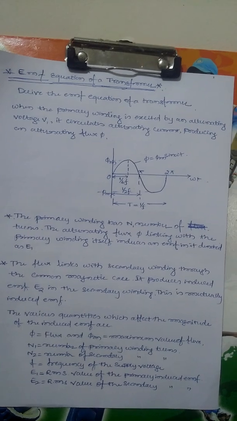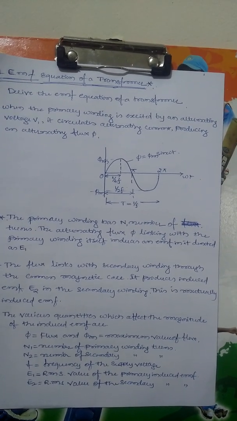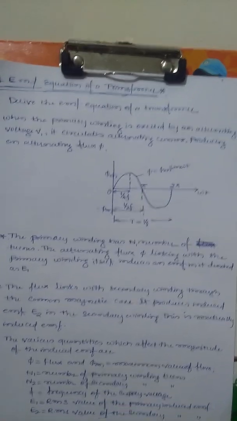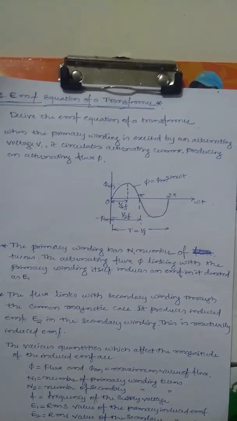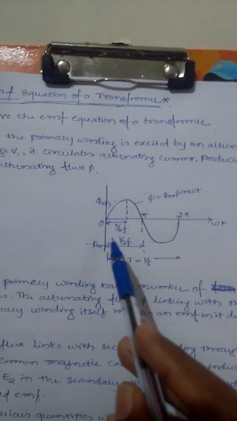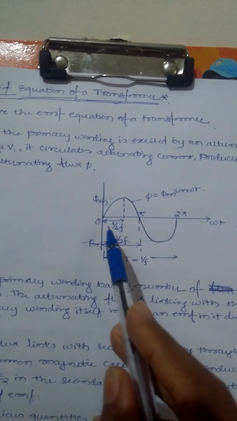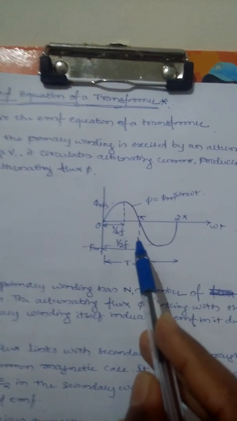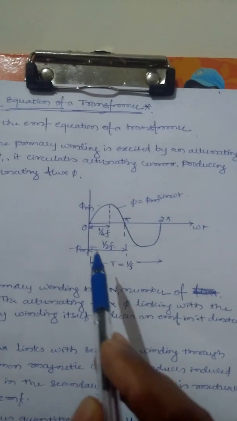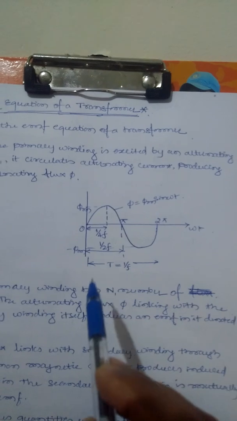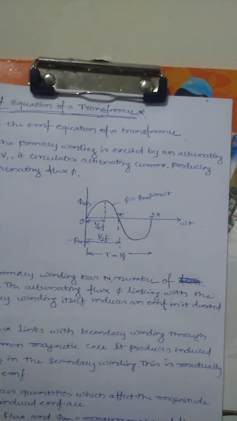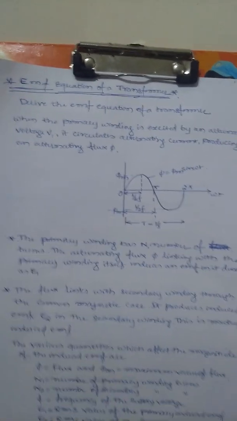Just see the waveform, all of you. Here 0 to 2π is a full cycle, starting with 0. The time period is 1 by 4f for a quarter cycle, and 2π is a full cycle. Omega t is the x-axis, the y-axis is the flux. Maximum flux, positive half cycle, negative half cycle, negative maximum flux. Here T equals 1 by f.